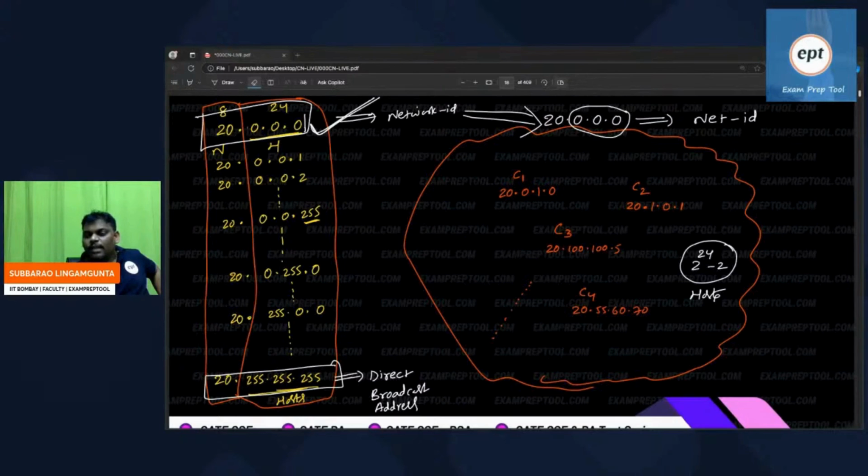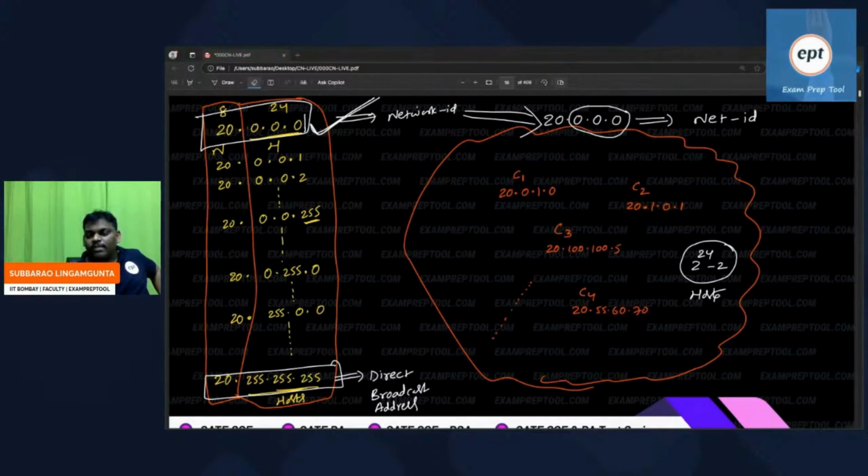In class D and class E, there is no division. There is no net ID, there is no host, nothing. Nothing to discuss about those two. The major things are A class, B class, C class. D and E are only for namesake.